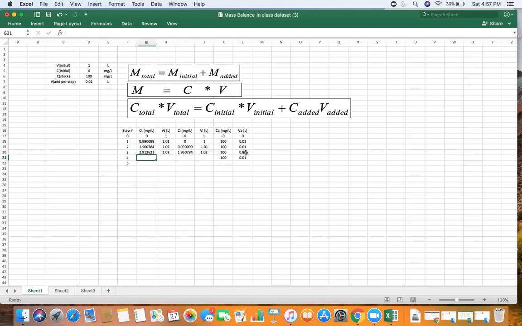So as you can see, our concentration total goes up little by little in each experiment, and it's the same equation every time, where it's your concentration initial and volume initial added to your concentration added, volume added, divided by the total volume.